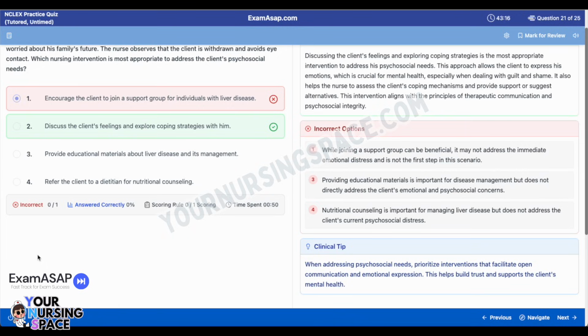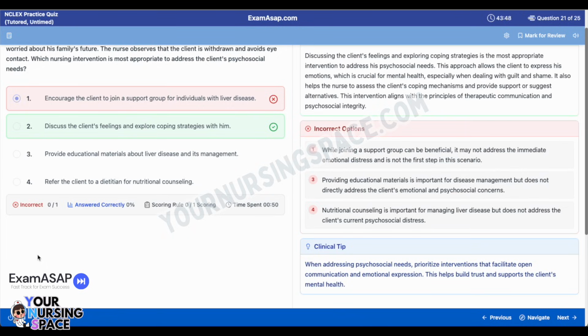Rationale. Correct answer B. Discussing the client's feelings and exploring coping strategies is the most appropriate intervention to address his psychosocial needs. This approach allows the client to express his emotions, which is crucial for mental health, especially when dealing with guilt and shame. It also helps the nurse to assess the client's coping mechanisms and provide support or suggest alternatives. This intervention aligns with the principles of therapeutic communication and psychosocial integrity.